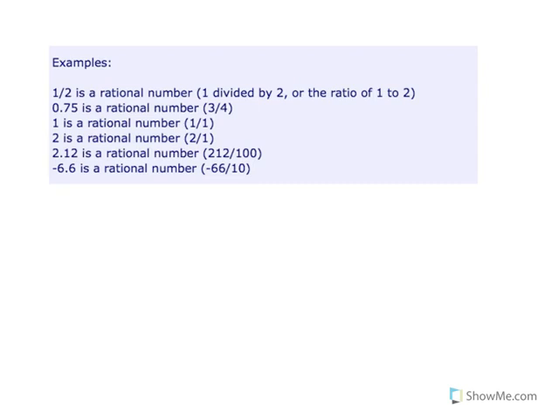Here, I have examples of rational numbers: 1/2, 75/100, 1 whole, 2 wholes, 2 and 12/100, and -6 and 6/10. So I'm going to explain why those are considered rational numbers. Let's keep in mind, I'm going to reiterate the definition. Rational numbers, again, is any number that can be written as a fraction, where the denominator cannot be 0.